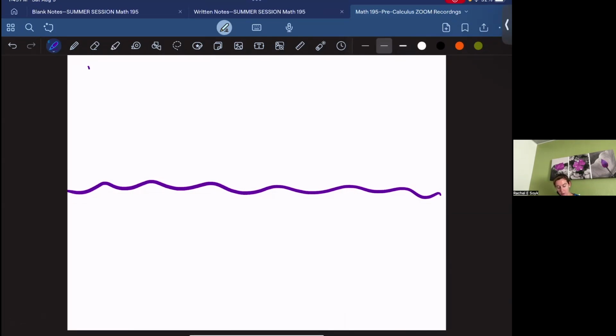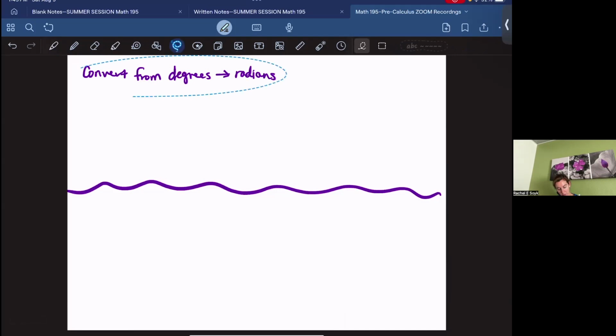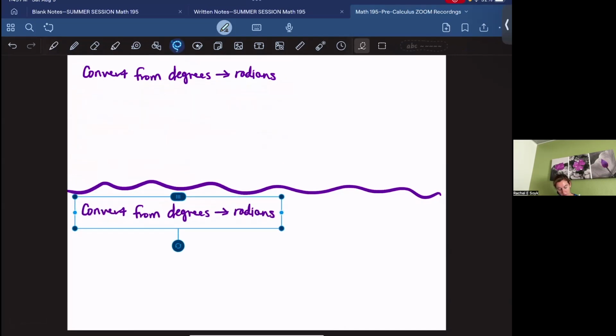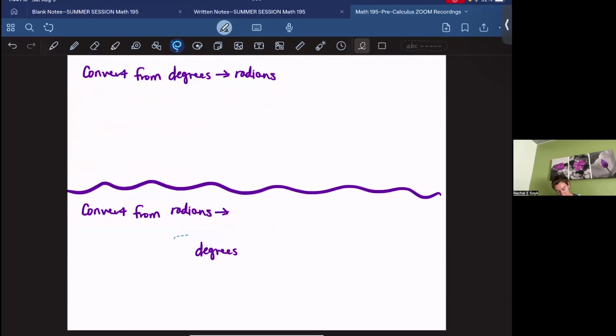So if we want to convert from degrees to radians, what do we have? And then if we want to convert from radians to degrees, what do we have? Okay.